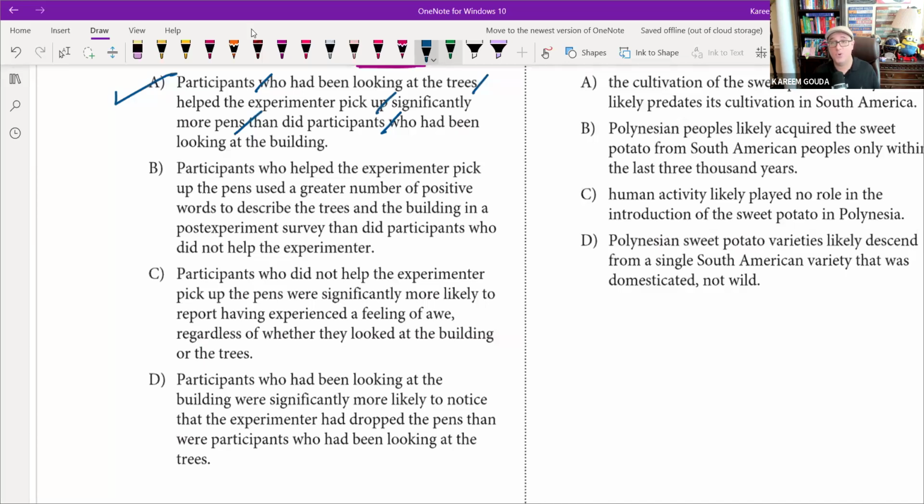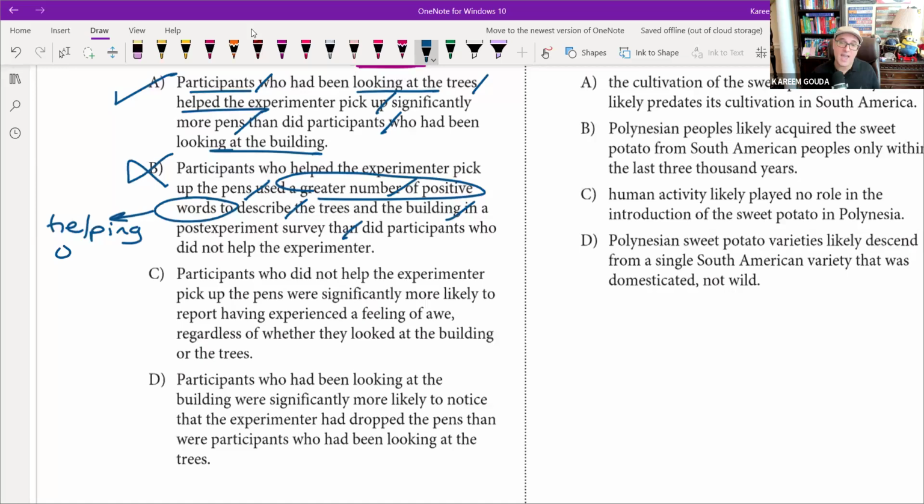All right, so we have people who are looking at the trees. These are the people who experienced awe. What did they do? They helped. The other ones who had been looking at the building, boring, didn't help. A is perfect. Let's look at B. Participants who helped the experimenter pick up the pens used a greater number of positive words to describe the trees and the building in a post-experiment survey than did participants who did not help the experimenter. Now, a greater number of positive words is going to be wrong because this has nothing to do with helping others. And the claim that we had is that we become altruistic. We help other people. So this one is wrong, okay?